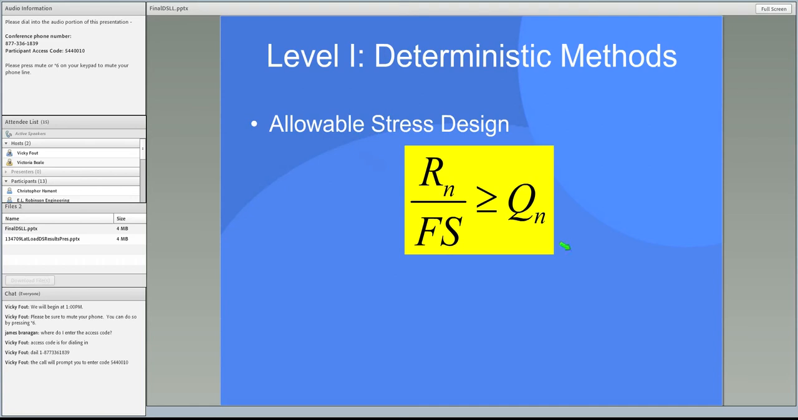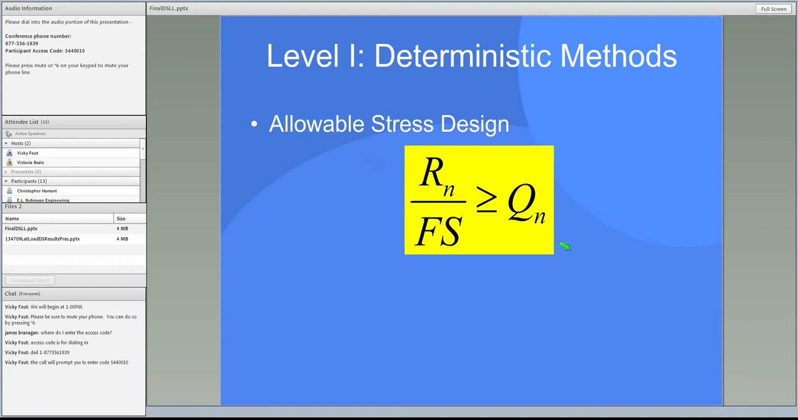And now we are using LRFD as a semi-probabilistic method. This is a generic equation in LRFD. The summation of the factored resistance is compared to the factored load, where we consider the uncertainty of the load effect and the resistance. It has a consistent format with ASD, so people have a smooth transition from ASD to LRFD.